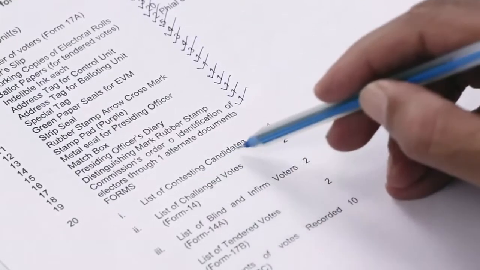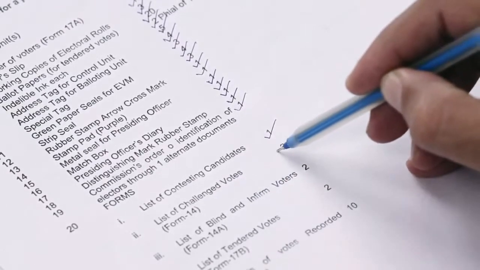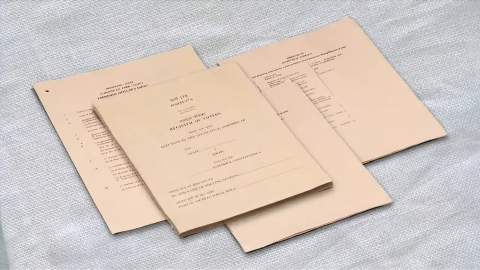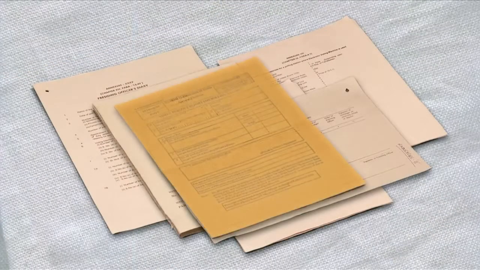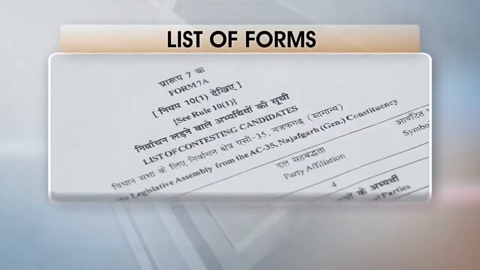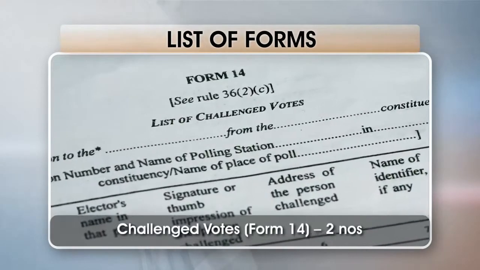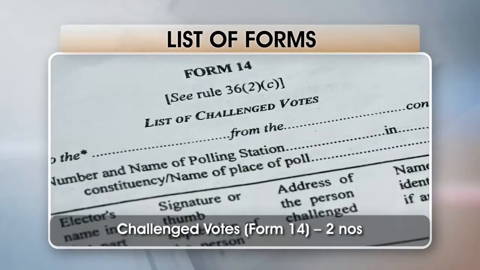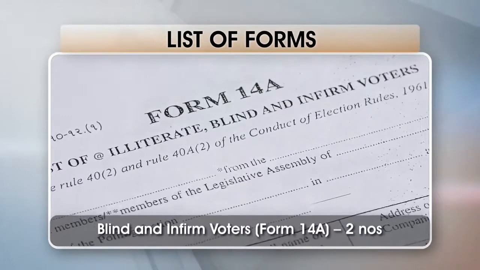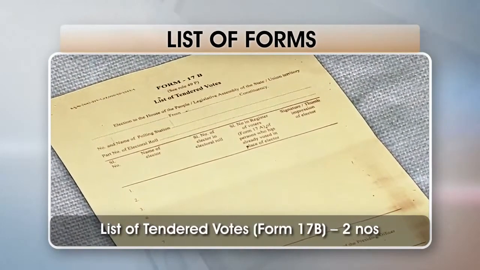Ravi is right now checking if he has all the requisite statutory and non-statutory forms required. These forms are extremely important for a smooth and streamlined polling process. List of forms. Contesting candidates, Form 7A, 2 numbers. Challenged votes, Form 14, 2 numbers. Blind and infirm voters, Form 14A, 2 numbers. List of tendered votes, Form 17B, 2 numbers.